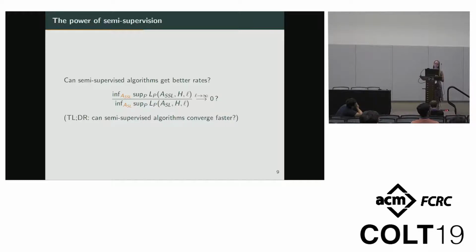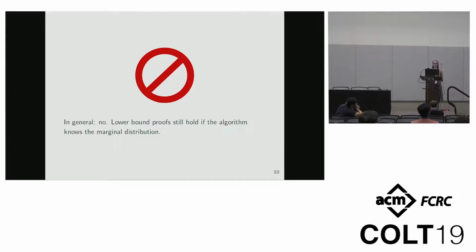So in general, the way it's stated here, the answer to this question, sadly, is no. The reason for this is that in the supervised case, we already have tight lower bounds on some unfortunate shattered distributions. And the bad performance of the supervised algorithm on these distributions does not depend on whether or not the algorithm knows the marginal. So if we plug in a semi-supervised algorithm, we still get the same result.